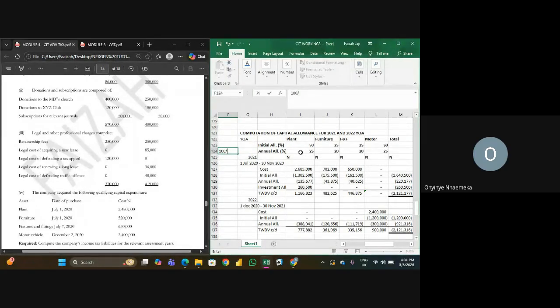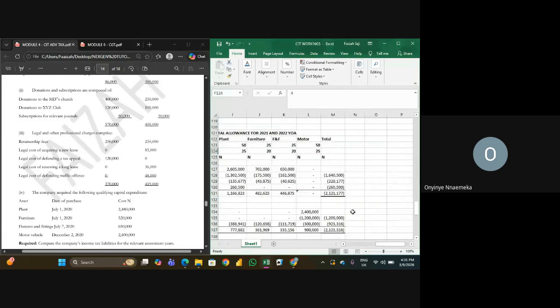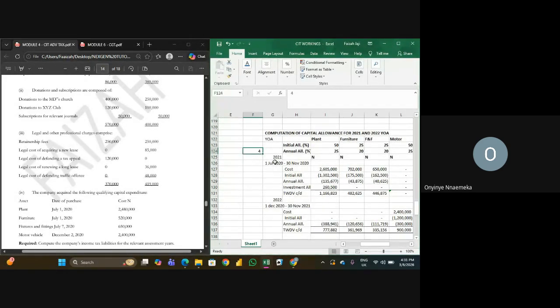So 100 divided by 25 is going to be 4. Now, if you're looking at 4, we are going to consider this 2021 year of assessment as a whole year. So you do 4 minus 1 year. We have 3 years left. So this one is going to be the tax written down value divided by 3 years. And that's what we did to the remaining assets as well, except motor, because this is the first year of motor and it's a complete 12 months.